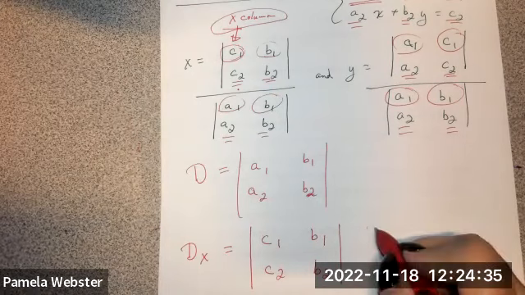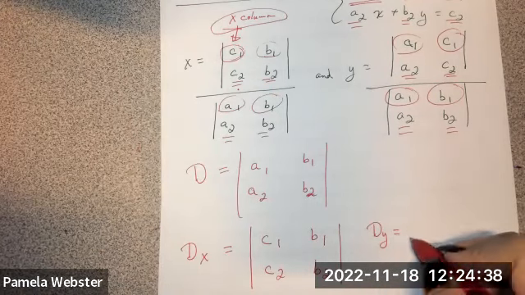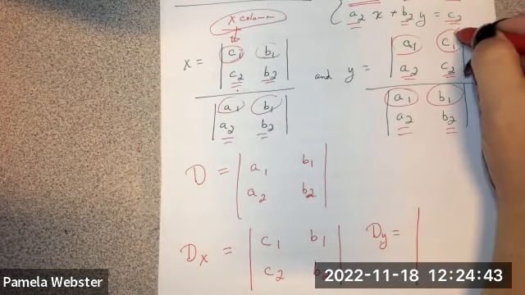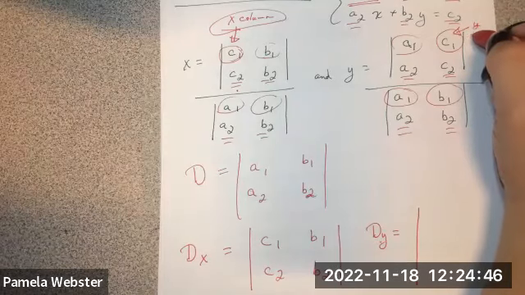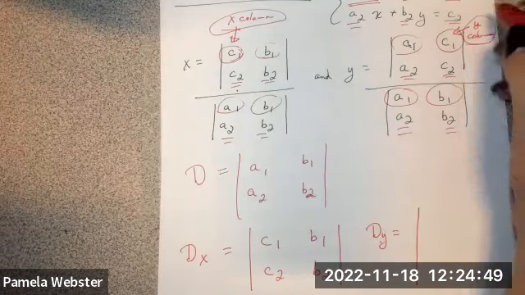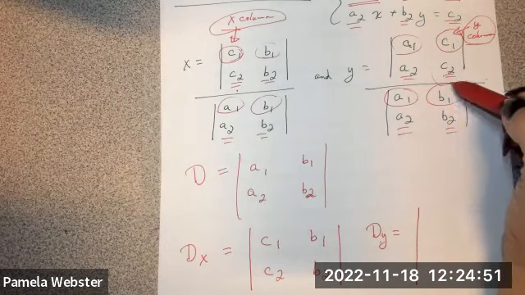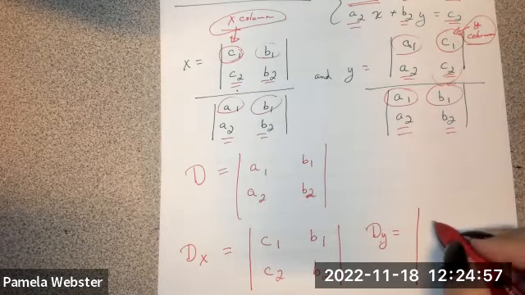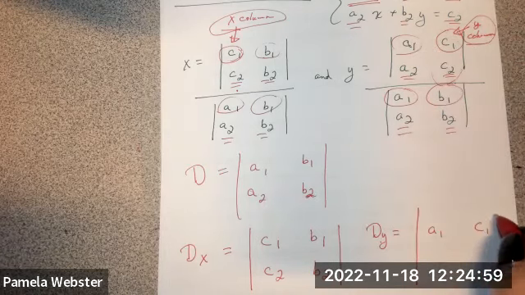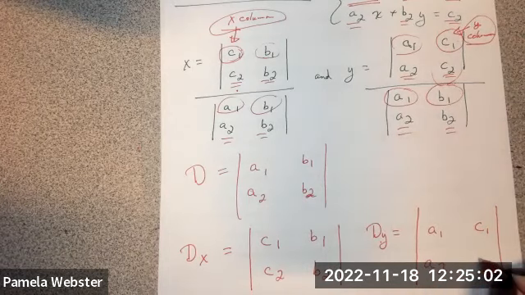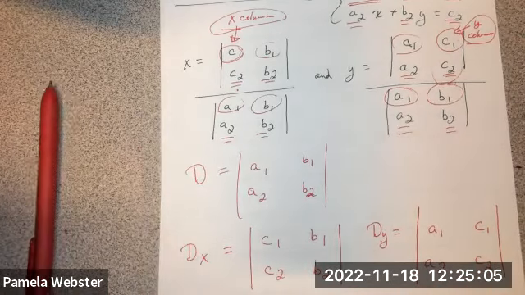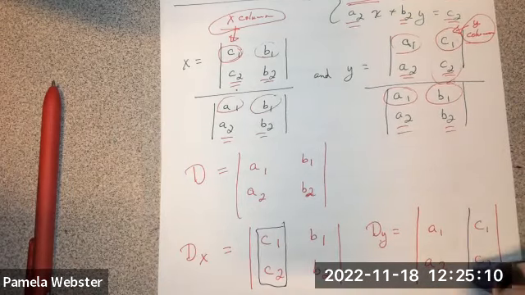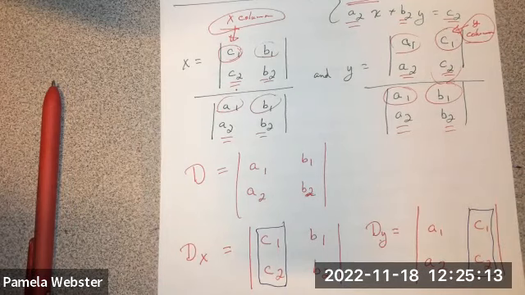And then the D sub Y, the determinant that goes with the Y guy, we do exactly the opposite. We have the Y column here. We want to know what the Y value is. So we're putting in the C, the constants in there, and we keep the X thing. So it looks like A1 and C1 and A2 and C2. So basically, if we want the X, we substitute in for the X's. If we want the Y, we substitute in for the Y's.